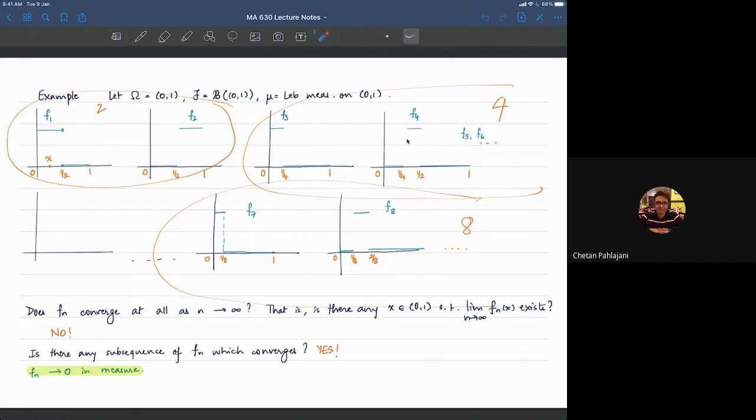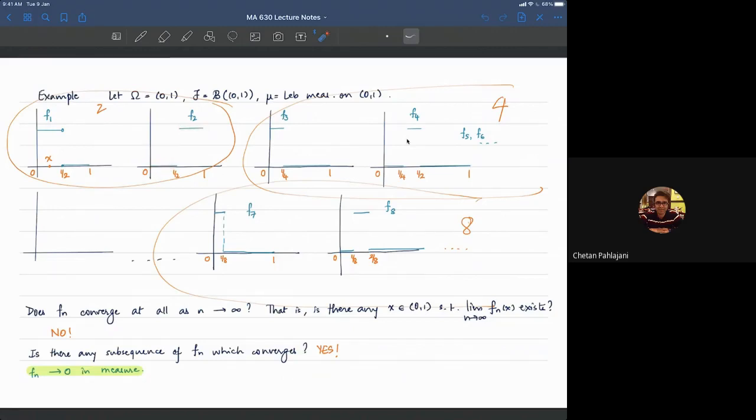Now I'm going to construct a sequence of functions as follows. First I'll have two terms where I break up (0, 1) into two halves, (0, 1/2) and (1/2, 1). In the first case, I take f1 to be 1 on the first half, 0 on the second. In the second function, I take f2 to be 0 on the first half, 1 on the second.